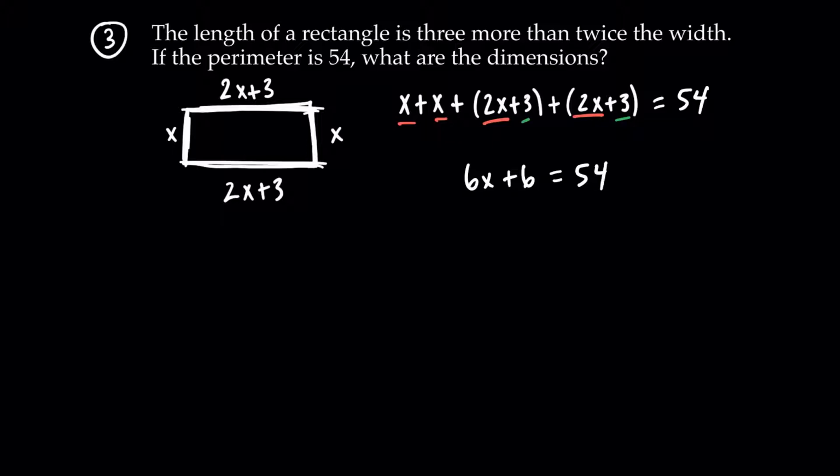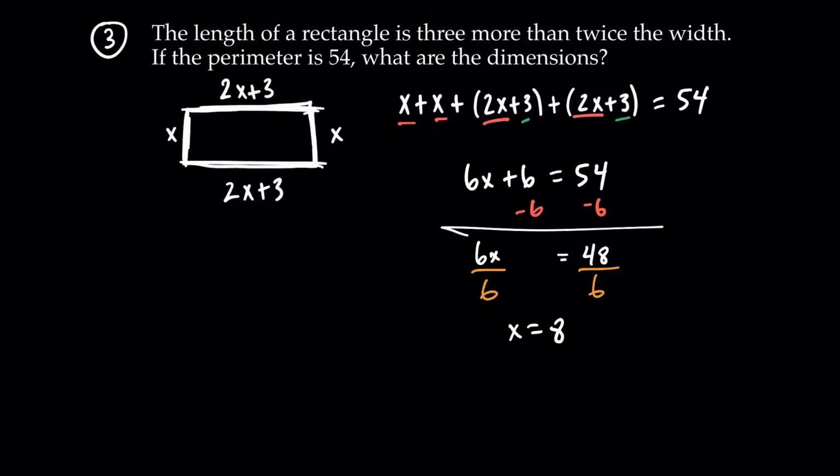So if we subtract 6 from both sides, then we've got 6x is equal to 48. Divide by 6. And we have x must be 48 over 6, which is 8. Okay, so x is 8. Is that what they were asking for? Let's not get too excited. We might not have the answer quite yet. The question is, what are the dimensions?